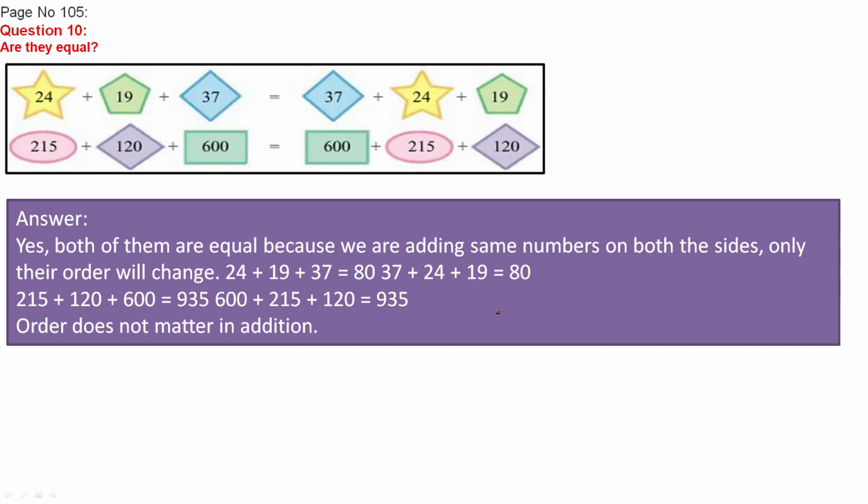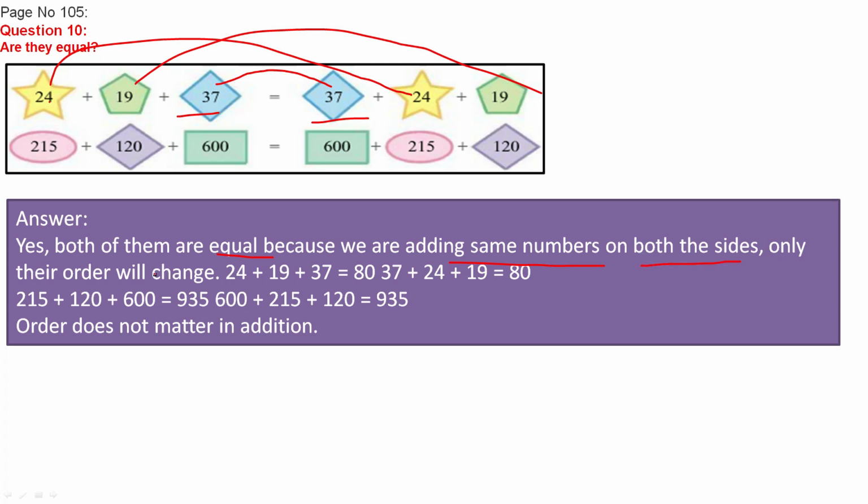Are they equal? Yes. Here inside the star 24. Here also inside the star 24. Inside the pentagon 19, here also pentagon 19. 13, here also 37, and here also 37. So the patterns are equal. Yes, both of them are equal because we are adding the same numbers on both sides. Only their order is changing. Order is changing but the numbers are not changing. So both are equal.